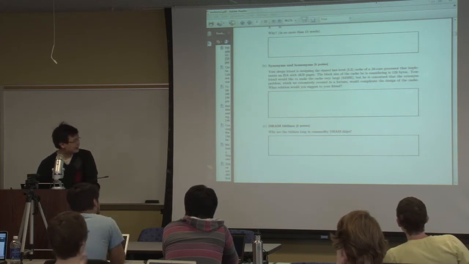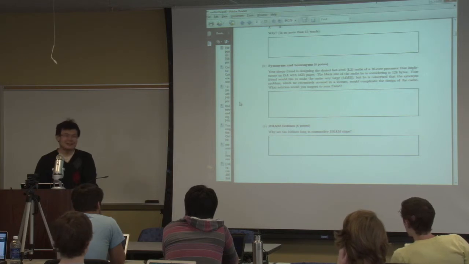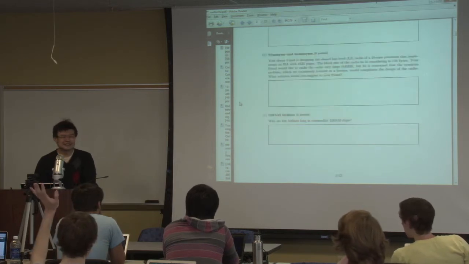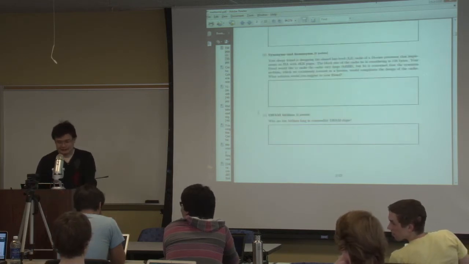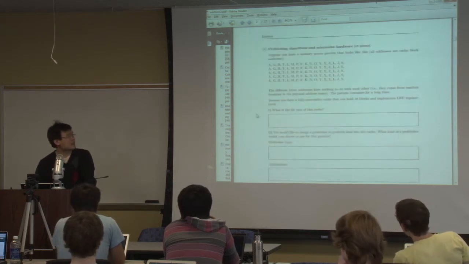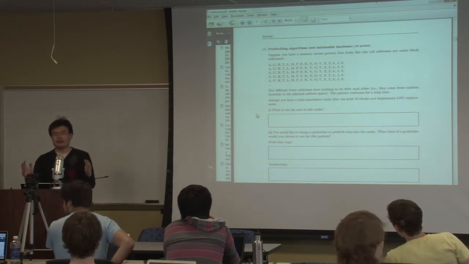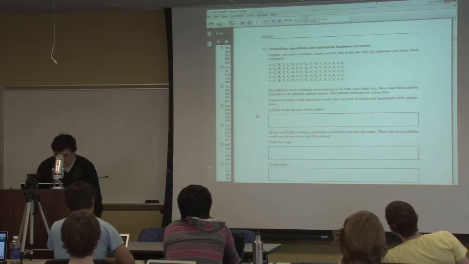DRAM bit line. Why are the bit lines long? Because sense amplifiers are big, so you want to amortize that cost over the most rows possible. So you want more capacity per sense amp.